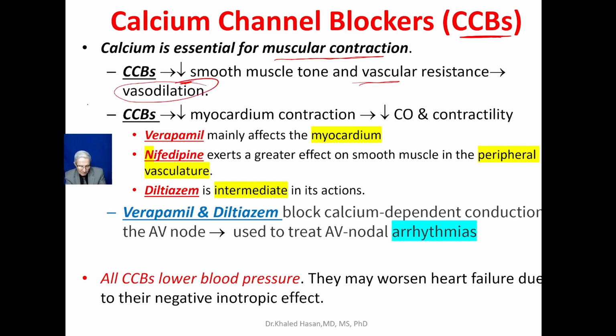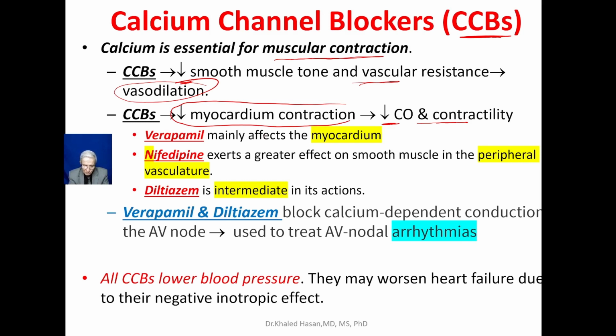So CCBs cause smooth muscle relaxation. CCBs decrease myocardial contraction, decrease contractility, and decrease cardiac output. Here we are talking about medication. We have two main groups of medication: dihydropyridine and non-dihydropyridine. We will discuss it with you in the next slide.